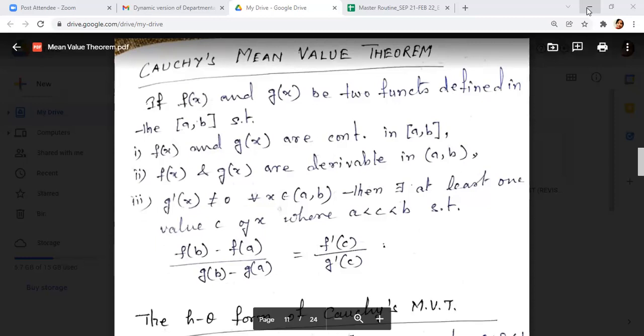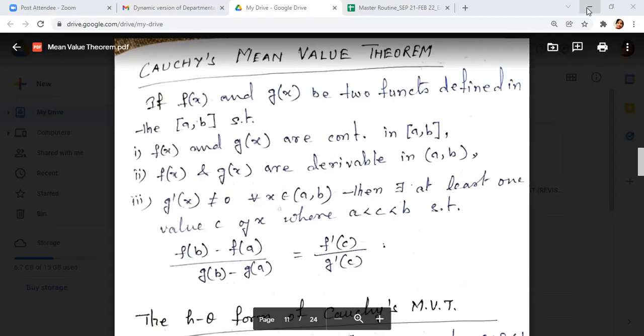What are the conditions? First, f(x) and g(x) must be continuous in the closed interval [a, b]. Second, f(x) and g(x) are derivable in the open interval (a, b). And the third one, which is not exactly a condition but should always be true, is that g'(x) must not be equal to 0. Because in our expression, g'(x) will be in the denominator and that must not be equal to 0. Otherwise, it does not make any sense.